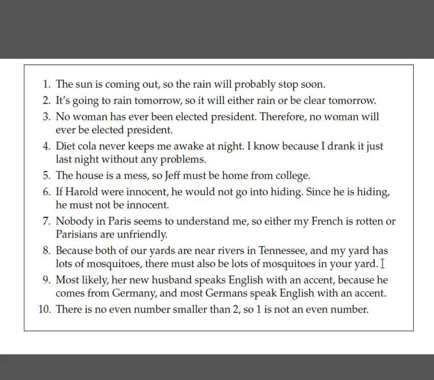Got an idea, Jason? Yeah, argument from analogy, right? So it's saying because our yards are similar in that they're both near rivers in Tennessee, the fact that my yard has mosquitoes is an indicator that your yard is also going to have mosquitoes. There are two cases, the disputed case, the case that the conclusion is about, and the analogous case, and they share some properties, so they're also going to share this property of having lots of mosquitoes in the yard. Does that make sense?